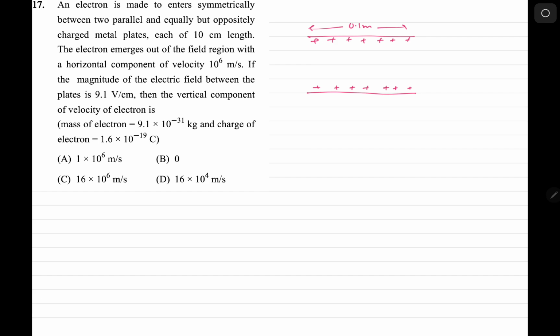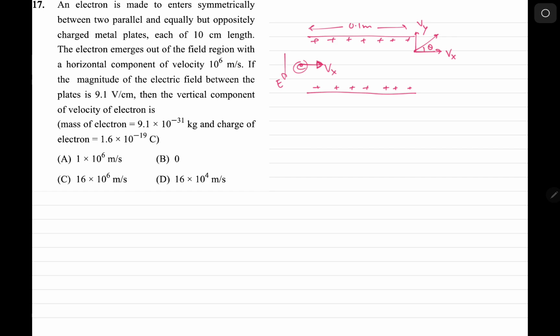Electron emerges out of the field region with the horizontal component. So the electron enters here symmetrically, and it emerges out. Okay, so the electric field will be downward here, as according to this diagram. So the electron will move upward. So somewhere it will emerge out. So this angle is theta. So the horizontal component is Vx. This one is Vy. Okay, so it enters symmetrically, in this horizontal direction only. So this we can say it is Vx.